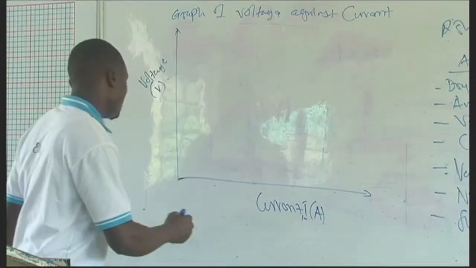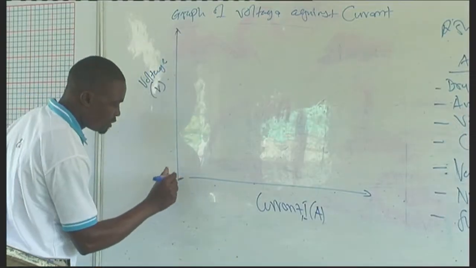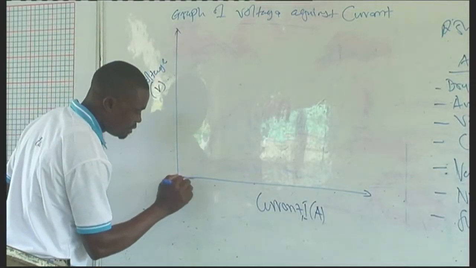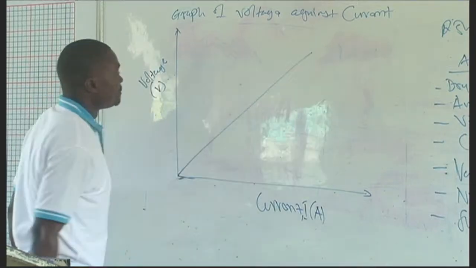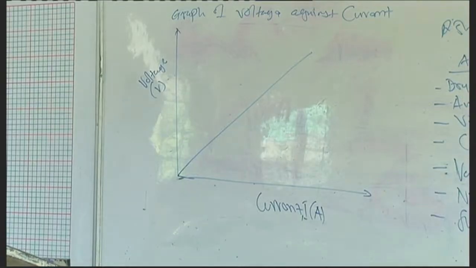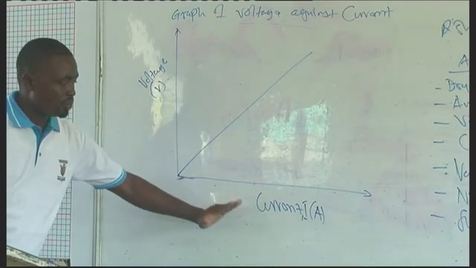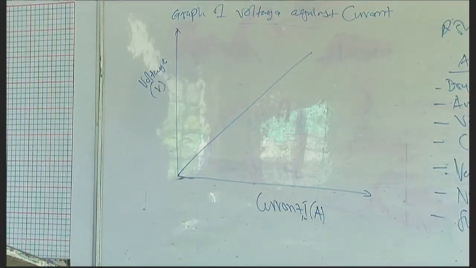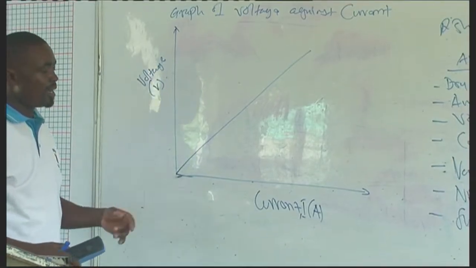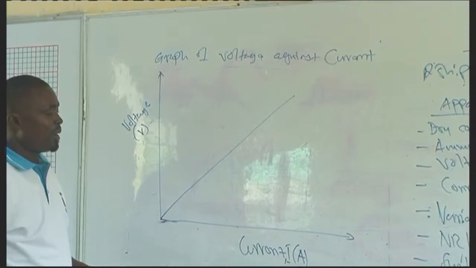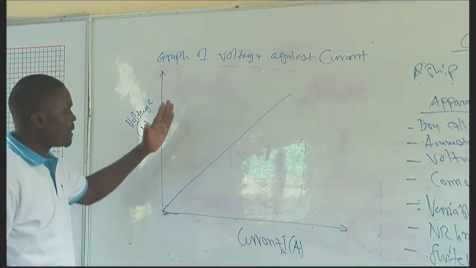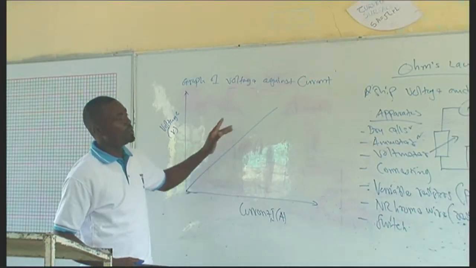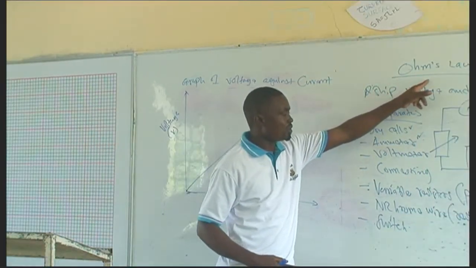So this graph will be a straight line through the origin. A graph of voltage and current will be a straight line through the origin. Now this tells us that wherever there is an increase in current, there's also a corresponding increase in voltage. So from here we can now make our conclusion on what this Ohm's law is all about.